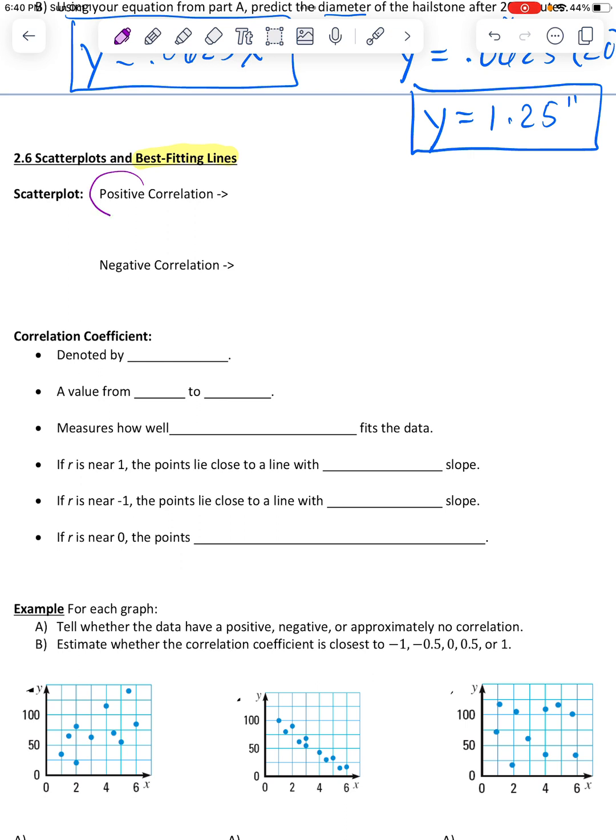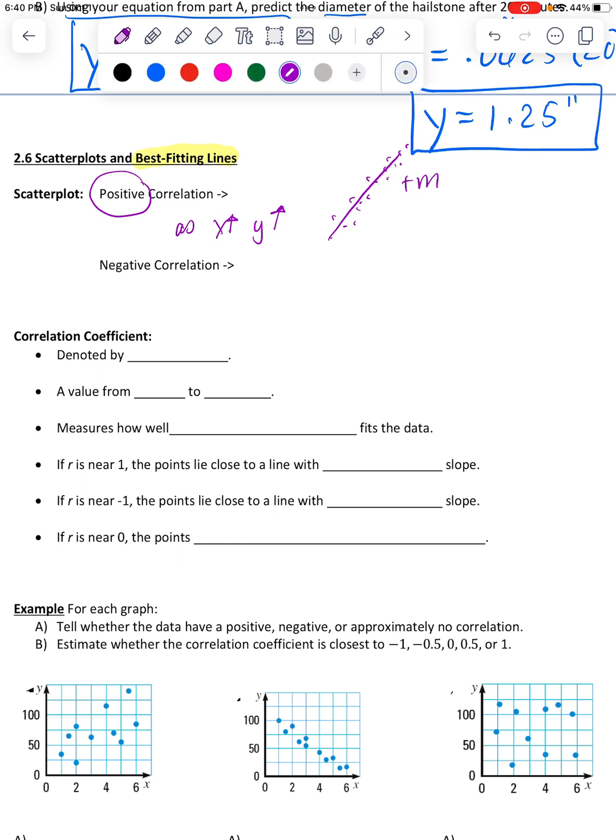So a positive correlation basically means that you have an increase over time. So as your x's go up on the number line or the x-axis, y's would go up as well. So you might have data that kind of trends upward like this. Doesn't have to be perfect because data is never perfect. So a line that would go through that would have a positive slope.